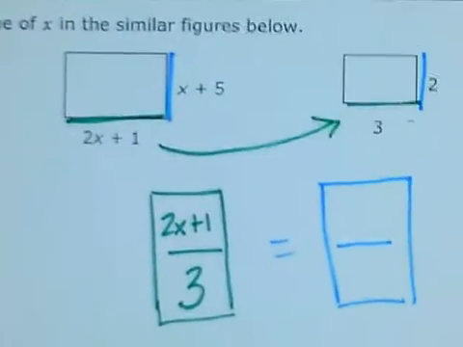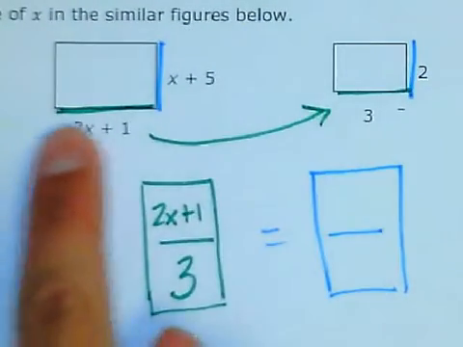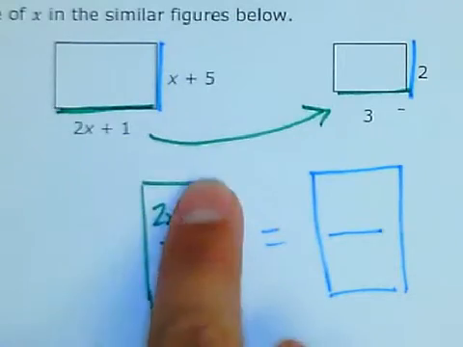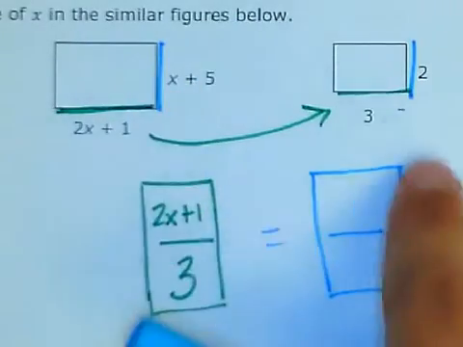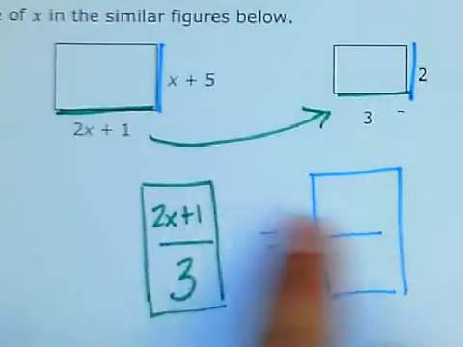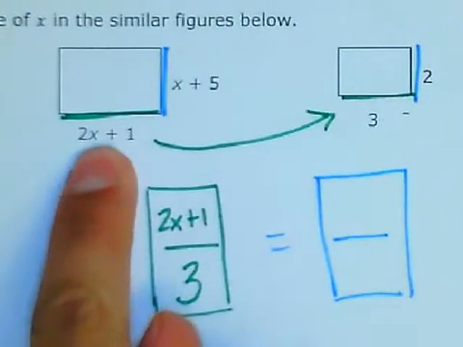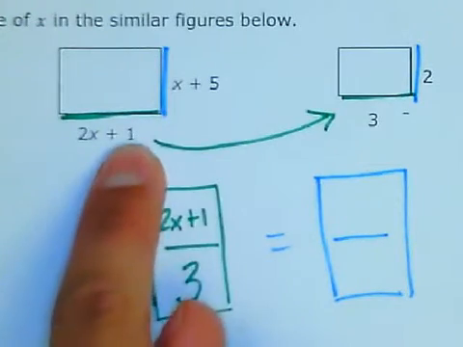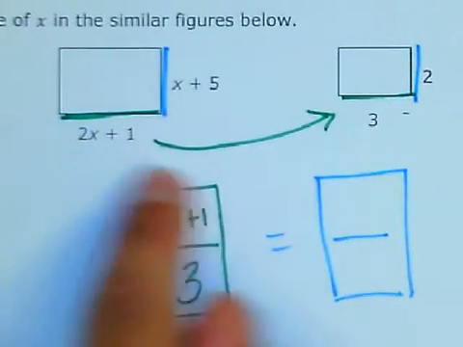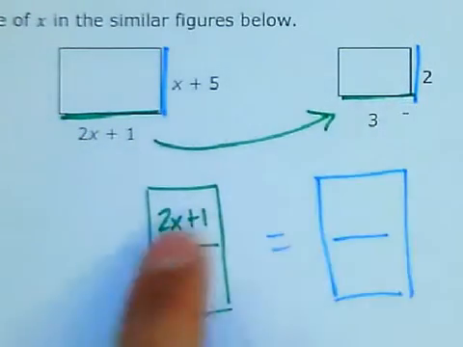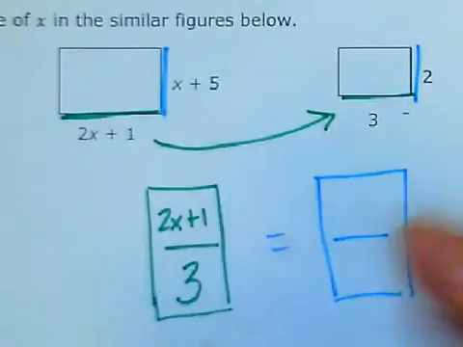Okay, so in this similar figure problem, I color-coded the greens go in this ratio and the blues will go in another ratio that will form a proportion to solve for x. So the greens, I decided to go from this to there. So 2x plus 1, this side, corresponds to 3 on this one. So 2x plus 1 to 3.